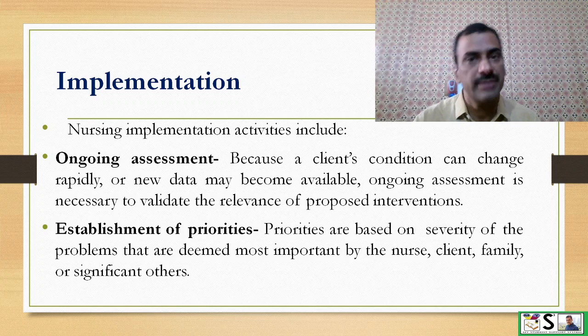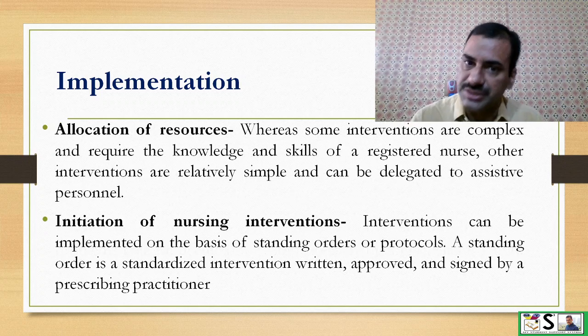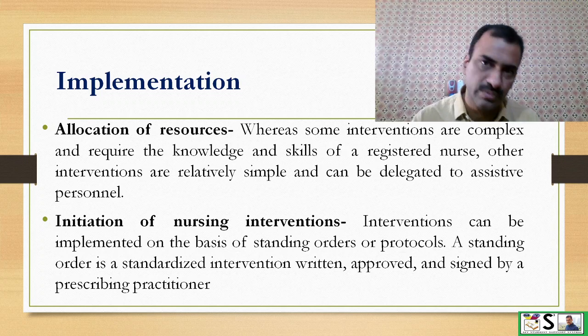Second is establishing priority. In the action, again we set the priorities. Priorities are based on the severity of the problem that are deemed most important by the nurse, client, family, and significant others. Allocation of resources. Whereas some interventions are complex and require the knowledge and skill of a registered nurse, other interventions are relatively simple and can be delegated to assistive personnel.